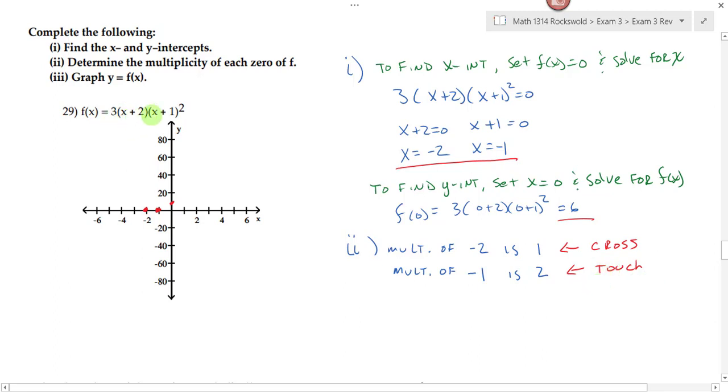Now this is a cubic function, so our endpoints are going in opposite directions, and it's got a positive leading coefficient, so we start out going up, we cross the graph here, touch here, and then go back through our y-axis right there. And that's how you would draw the graph based on the information you got in 1 and 2. So these first 2 steps give you enough information so that you can sketch the graph.